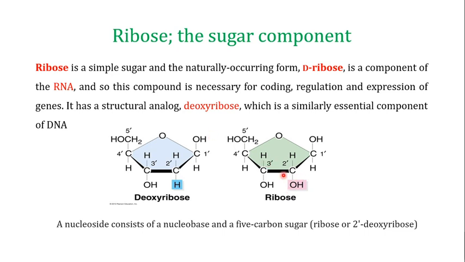So in the RNA you are going to have this D-ribose as a component, and this ribose is very important for the coding, regulation and expression of the gene, as it is making the structure of the nucleotide. Now this D-ribose has a structural analog which is known as the deoxyribose, which is a similarly essential component of the DNA. So the ribose is present in the RNA, the deoxyribose is present in the DNA.